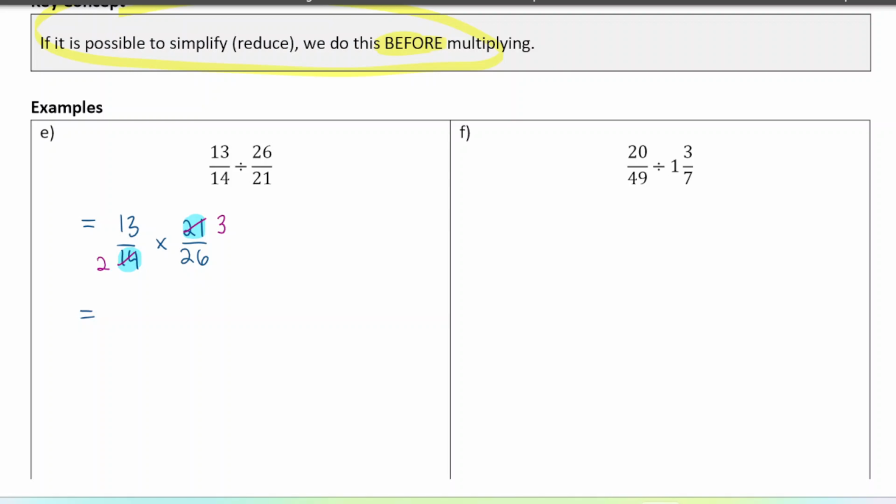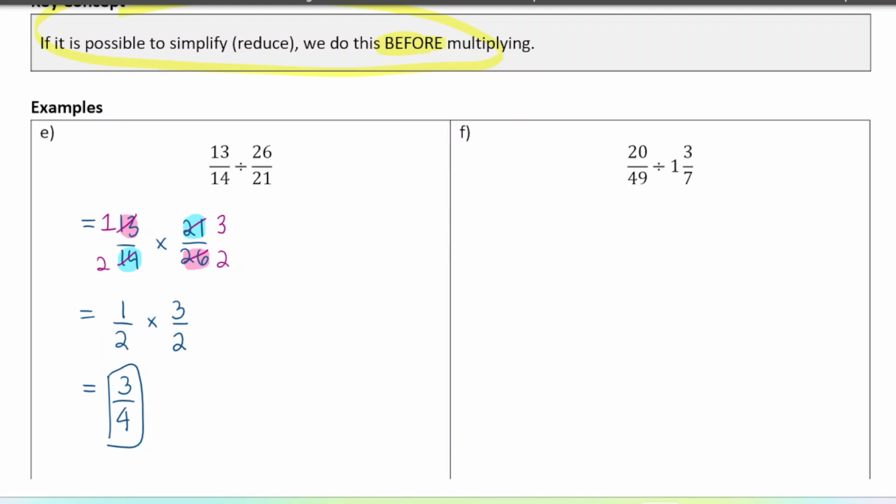Okay, and I can also reduce 26 and 13. I can divide both of those by 13. So when I divide 13 by 13, I get 1, and when I divide 26 by 13, I get 2. So now it's the same as multiplying these two fractions together. 1 over 2 times 3 over 2. So 1 times 3 is 3, 2 times 2 is 4. If I wouldn't have reduced first, I would have had some really big values to reduce at the end, which I wouldn't want to do.